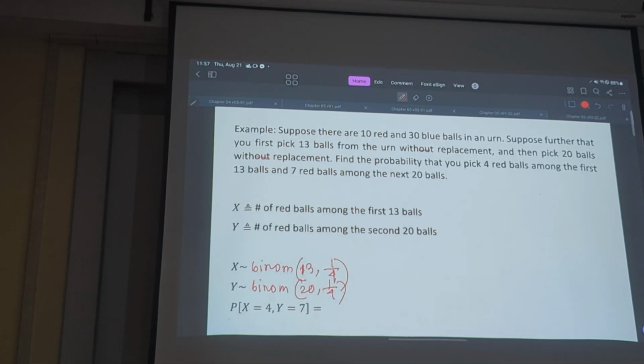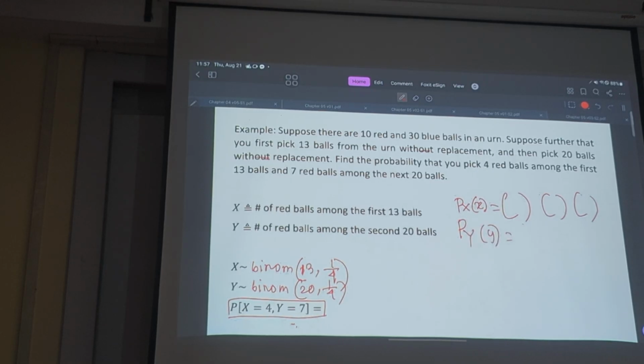And we need to find the probability that what? This one. X is equal to 4 and Y equals 7. So this requires the joint PMF of X and Y, right? So can we write the marginal PMF of X? What is it? Marginal PMF of Y? Do I need to fill this up? Then what is the joint PMF of X, Y? Are they independent, X and Y?